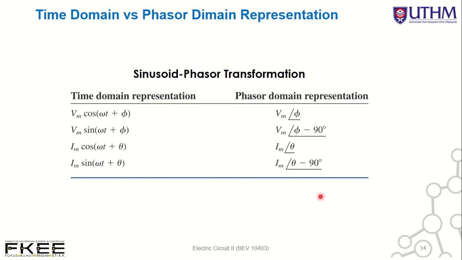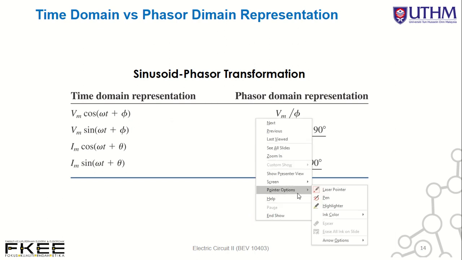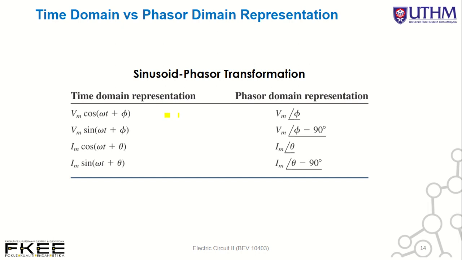What is the relationship between time domain and phasor domain representation? How to transform? This is an example. Let's say you have Vm cos(omega t plus phi), where our angle we call phi or theta, it doesn't matter, it's just notation. So you can transform to the phasor domain, let's say in polar form. We write Vm angle phi.